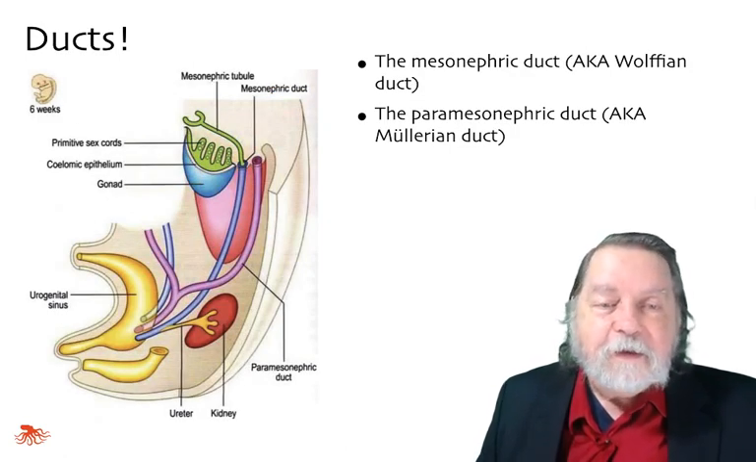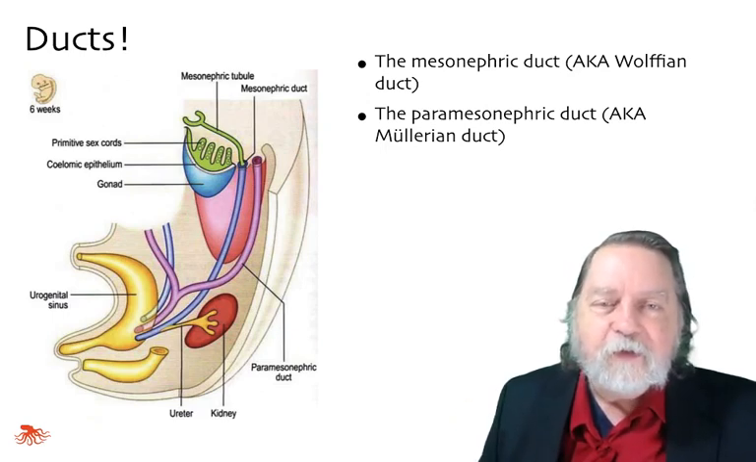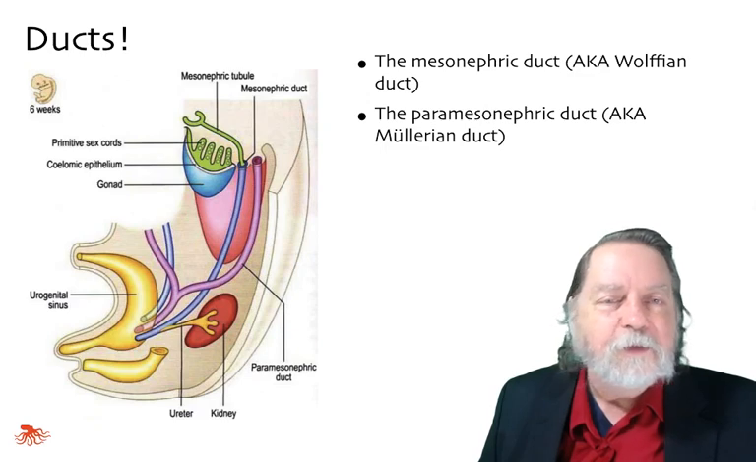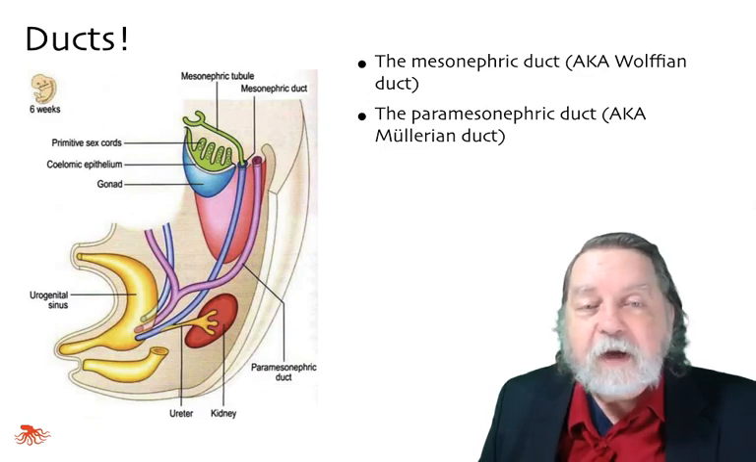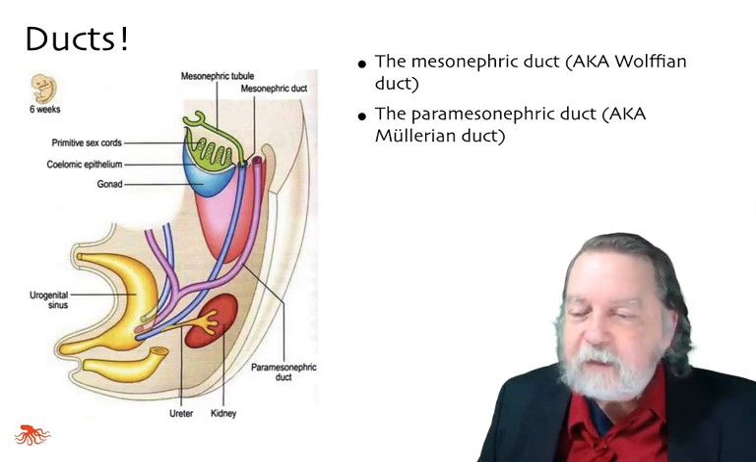Another key thing about this early pattern of development is that there are ducts. Sex is mainly a matter of all kinds of tubes organized in specific ways. And the two tubes we care about here are the mesonephric duct and the paramesonephric duct. The mesonephric duct is often called the Wolffian duct, but nowadays we tend to avoid naming things after old scientists, so we now call it the mesonephric duct. And the paramesonephric duct is sometimes called the Mullerian duct. Again, we've changed the name for the same reason.